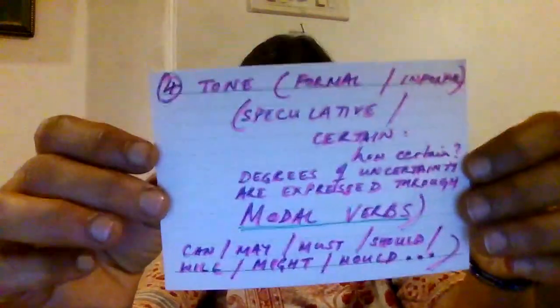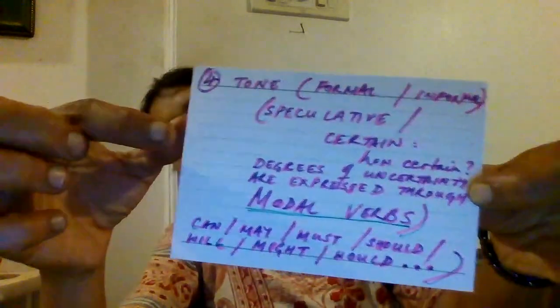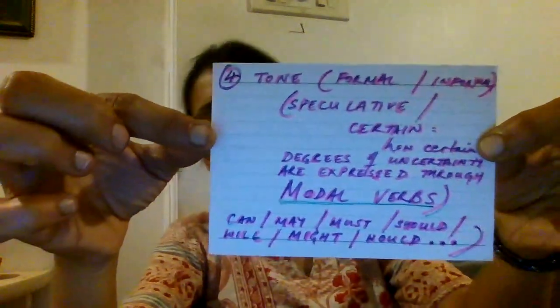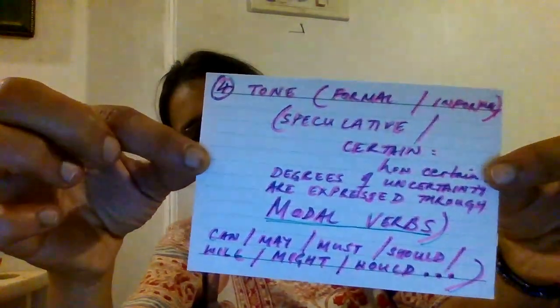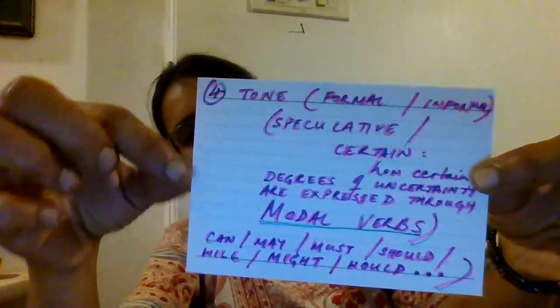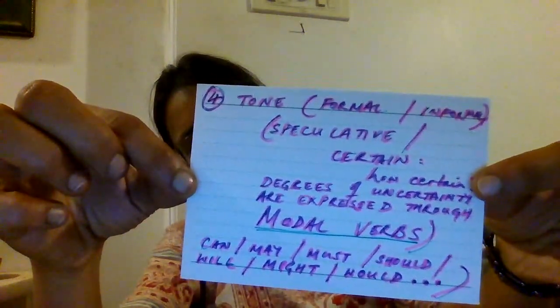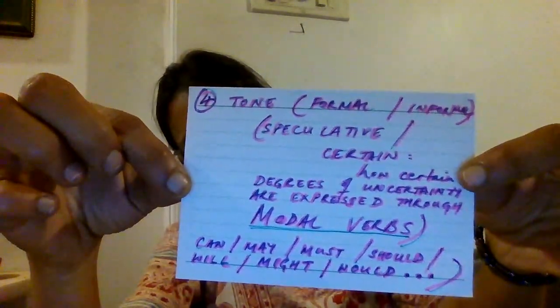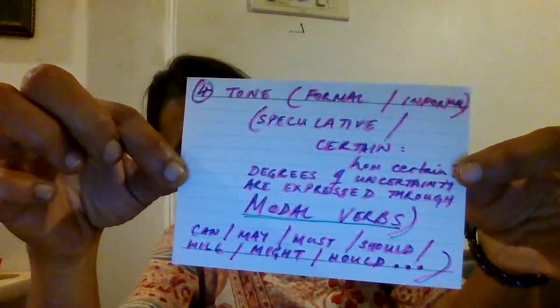But the other aspect of tone that I actually want to talk about in much greater detail is whether tone is speculative or certain. And when we're talking about speculative or certain tone, what I want to refer to and emphasize is that degrees of certainty are expressed through modal verbs. Can, must, might, should, shall, will, would. Those are the words that determine how certain you are about what it is you're talking about.